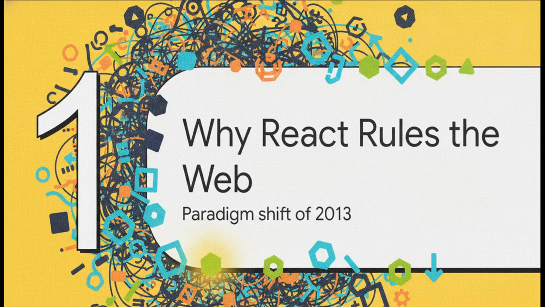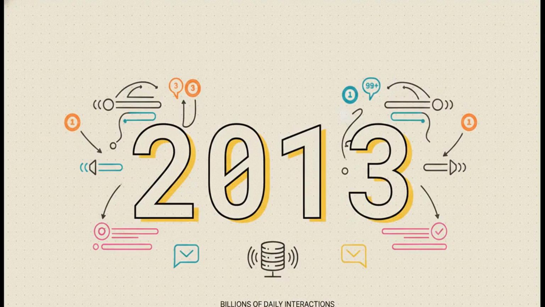All right, Section 1, Why React Rules the Web, and the big paradigm shift of 2013. To really understand React, you've got to cast your mind back to 2013. Launched by Facebook, React arrived at the exact moment web apps were just getting overwhelmingly complex. Think about an app like Facebook back then, right? You had notification counters updating in real time, news feeds loading as you scroll, buttons changing colors, messages marking themselves as read. Doing all of that manually meant your code quickly turned into this unmaintainable, tangled web of event listeners and direct DOM manipulations.